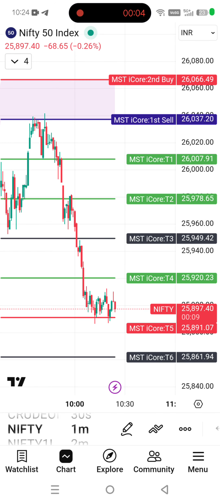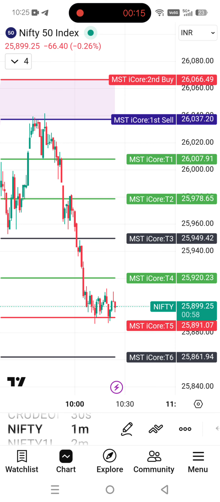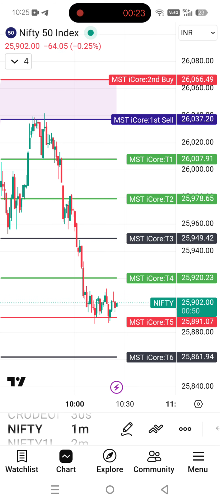Dear traders, our MST iCore indicator is working for all the markets in all the conditions and all the situations. Now let me show you the three types of trading we have in our MST iCore indicator. Apart from these three types, there are many other types also. But basically we are trading in the NSE market in three types. What are the three types?